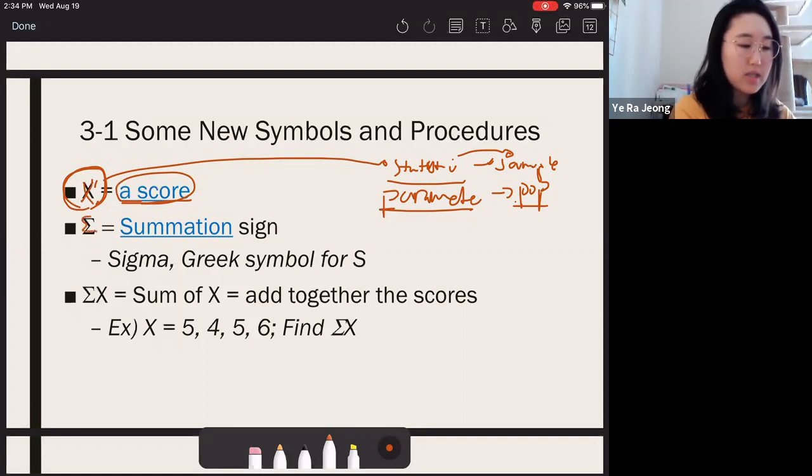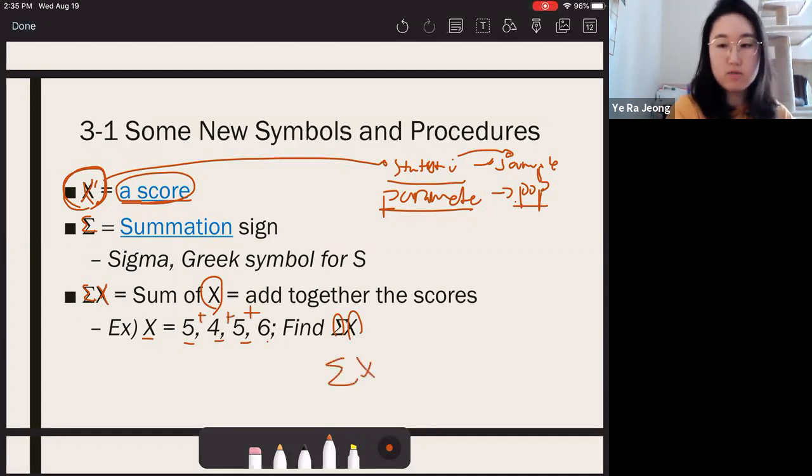This summation sign you saw from your homework 1, that's the summation sign, okay? So if you see sigma and X, that means add everything that's X. So if I tell you X is 5, 4, 5, 6, and then I told you to sum all the X, you would just simply add all of these X's, and that would be your sum of X, adding all the scores together.